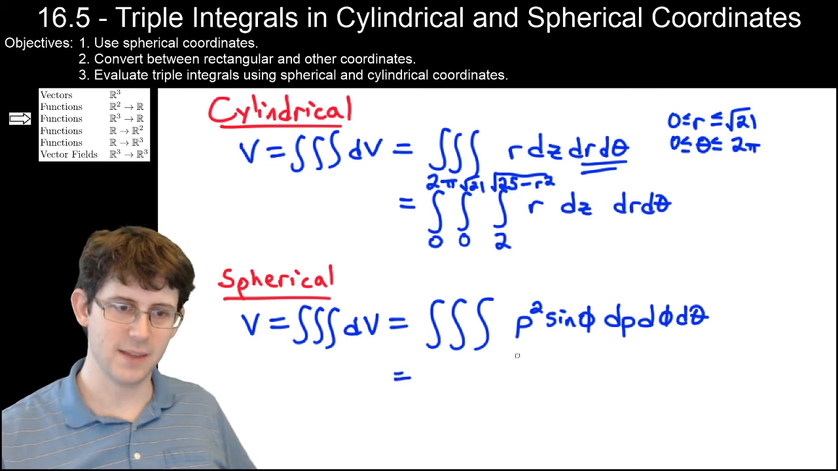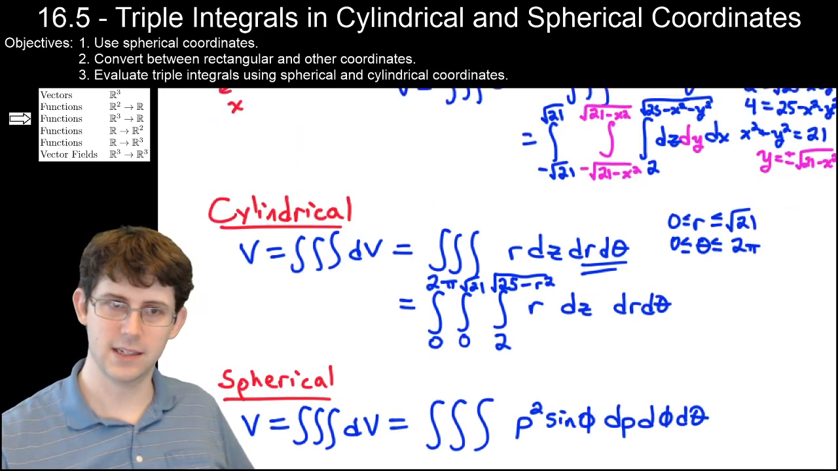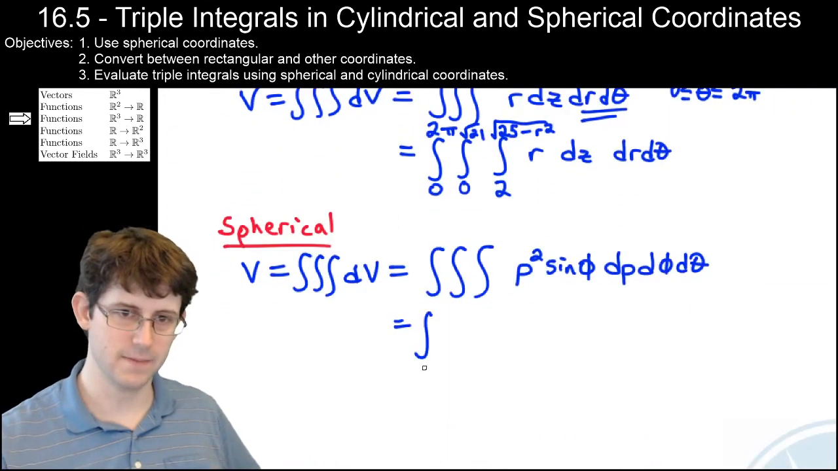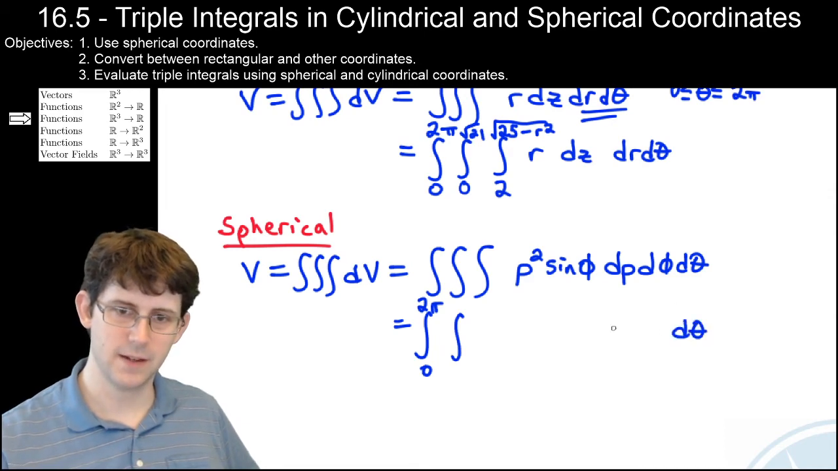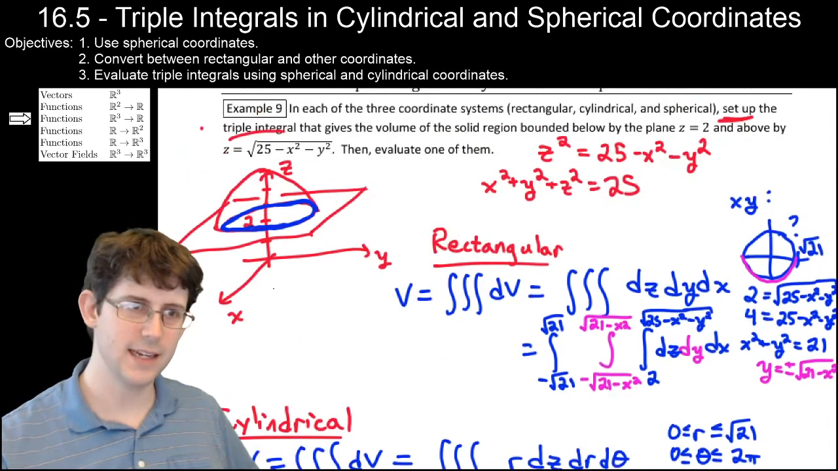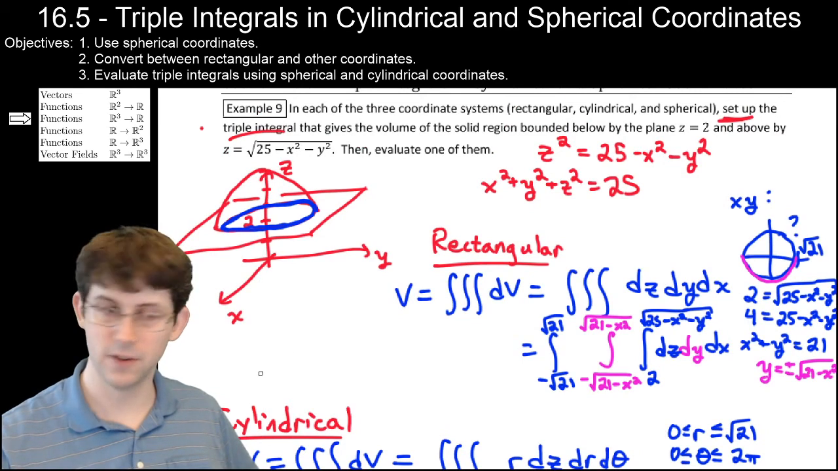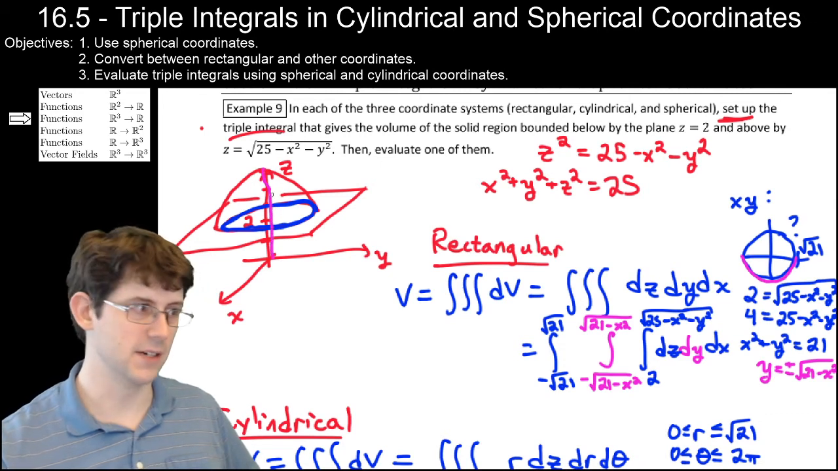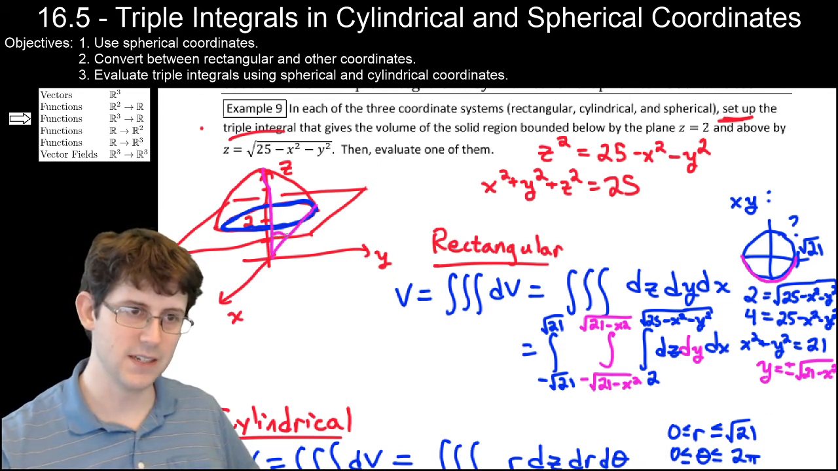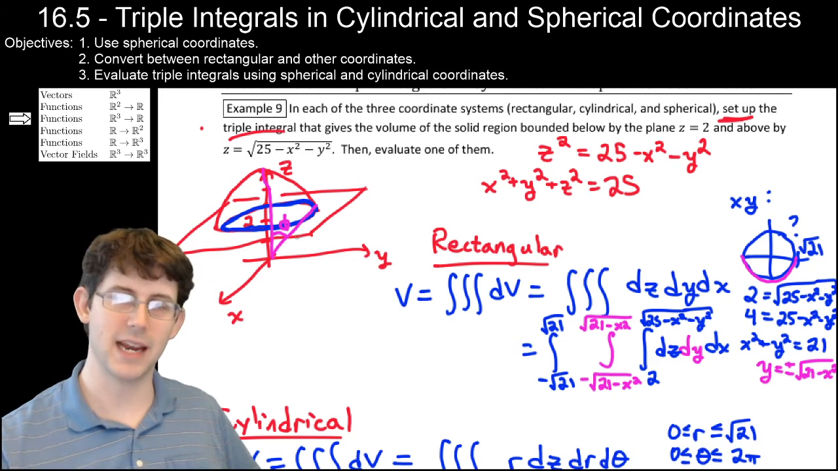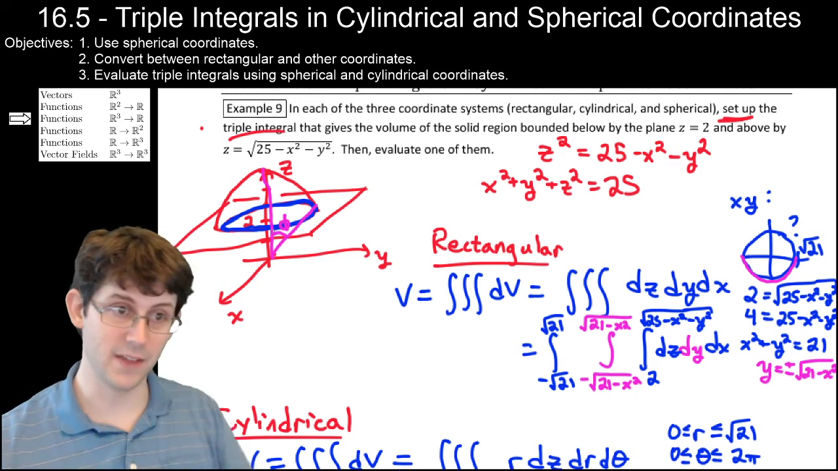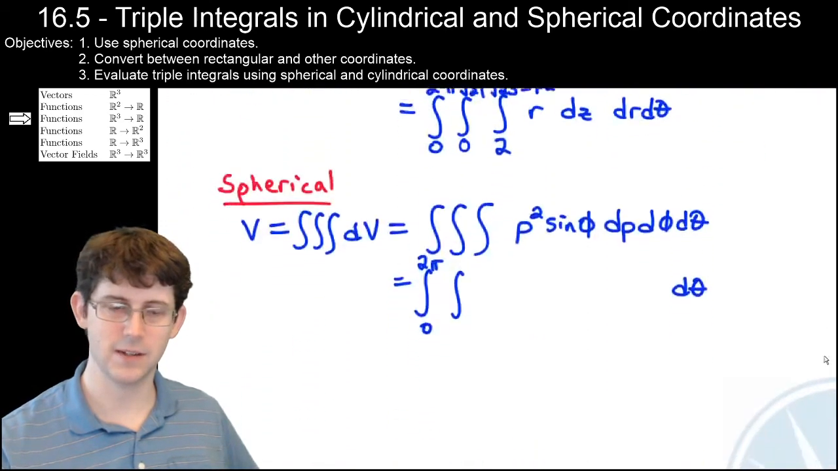Okay, well, let's try to get the bounds figured out. So for this shape, theta definitely goes all the way around from 0 to 2 pi. So that's the easy part. That's our theta bounds. For phi, well, phi starts up at the North Pole, and the North Pole is phi equals 0. But then it goes all the way down to this value of phi. That's the maximum value of phi. So my phi bounds will be from 0 to whatever that angle is. So we'll have to do a little bit of geometry to get that angle.